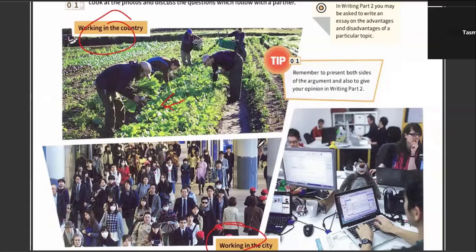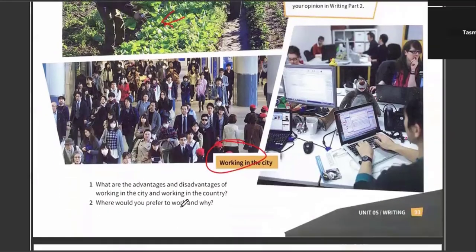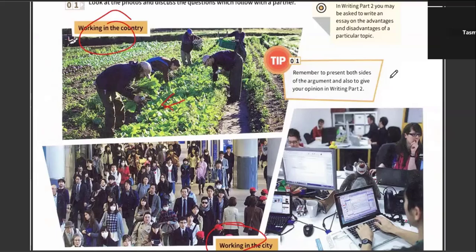So what we have to do is look at the photos here and discuss the questions that are given below. We have two questions given. We have to discuss these and talk about what we are seeing in the picture. For that, there is also a tip here.